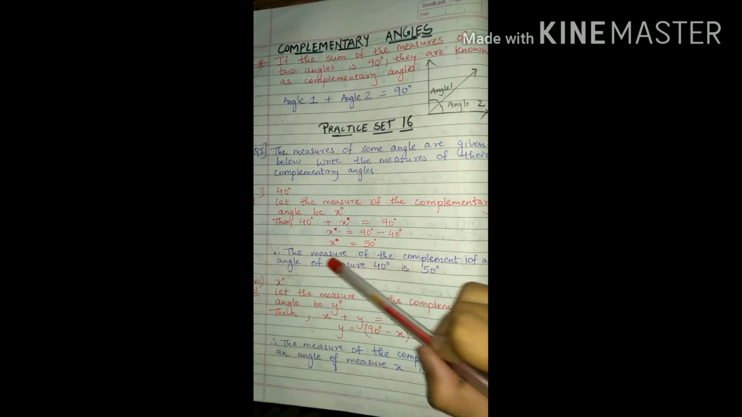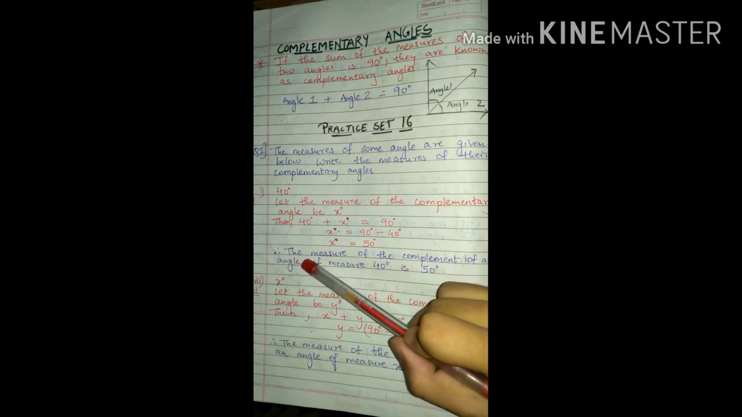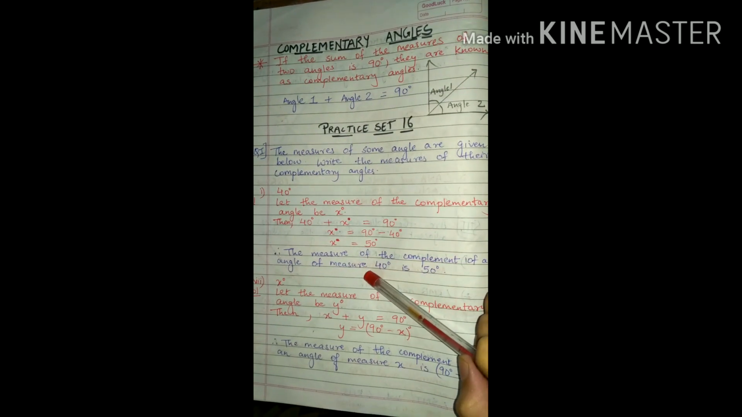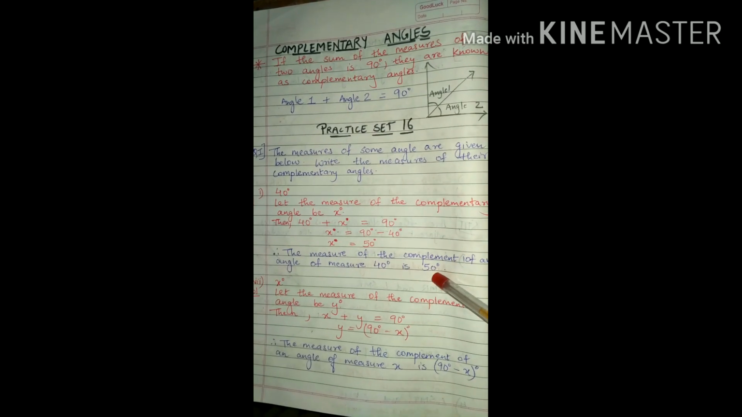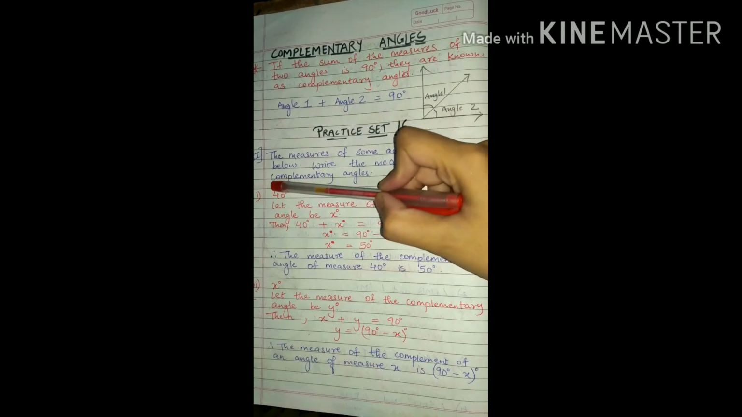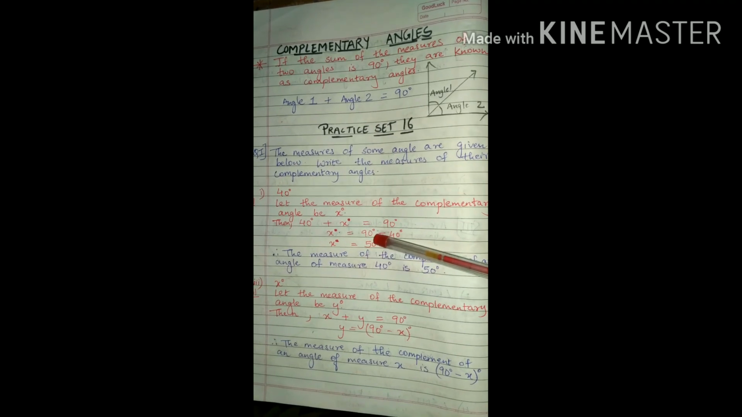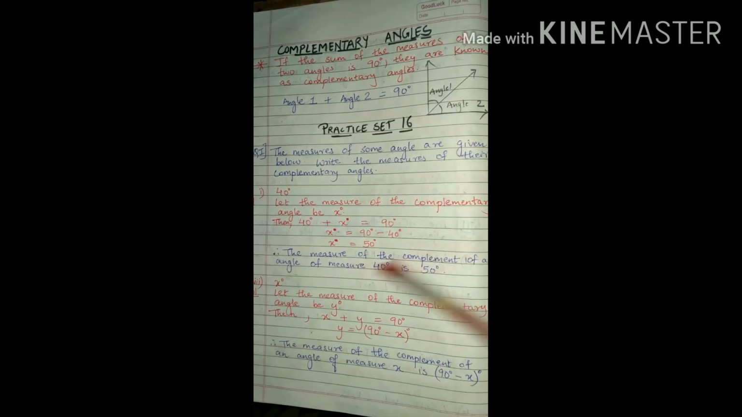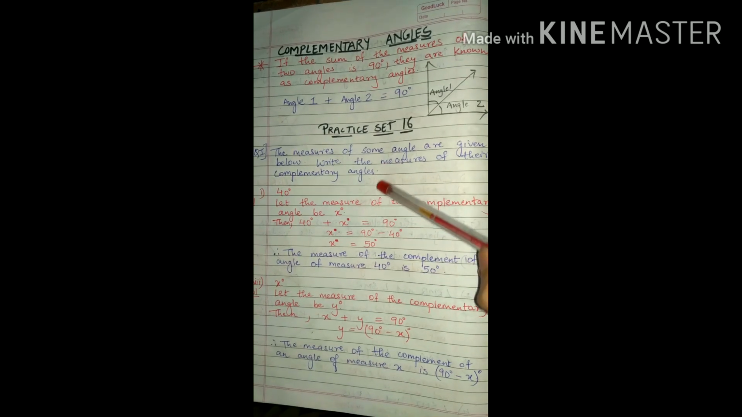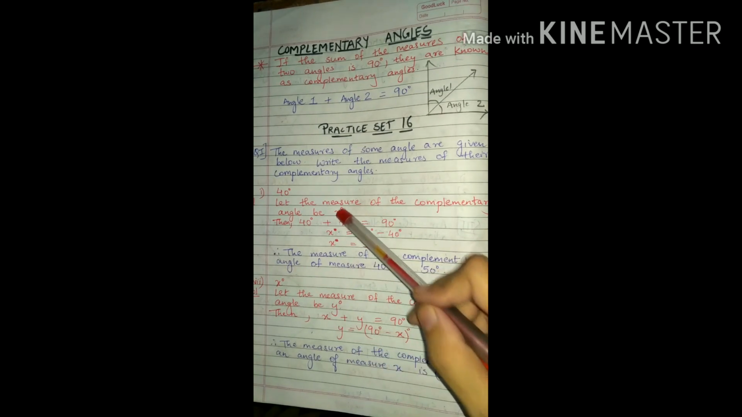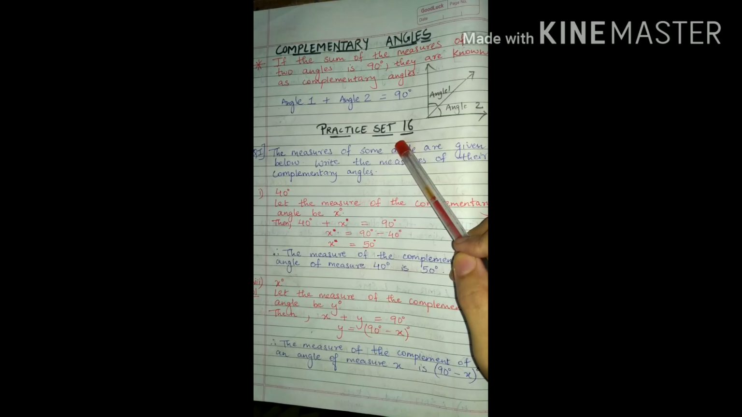So we write the final answer: the measure of the complement of an angle of measure 40 degrees is 50 degrees. Means if one angle is 40 degrees, the other angle is 50 degrees. The complement of 40 is 50. In this manner you have to follow these steps for finding the complementary angle. So this is sum number 1 of practice set 16.